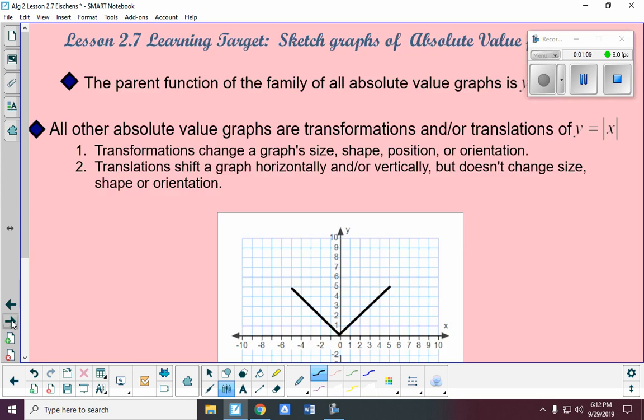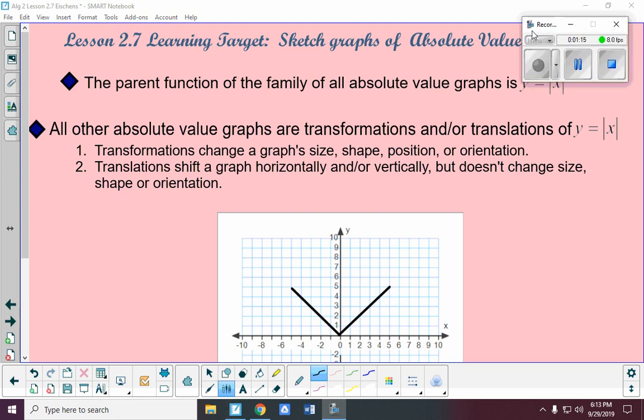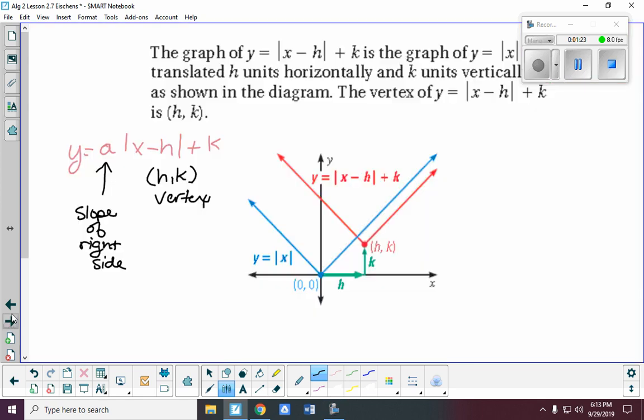Okay, so the parent function of all absolute value functions is y equals the absolute value of x. That's the parent function. All other absolute value graphs are transformations and/or translations of y equals the absolute value of x. So the graph of y equals the absolute value of x minus h, plus k, is the graph of y equals the absolute value of x translated over h units horizontally and k units vertically, as shown in the diagram. So the vertex of this equation is at (h, k).